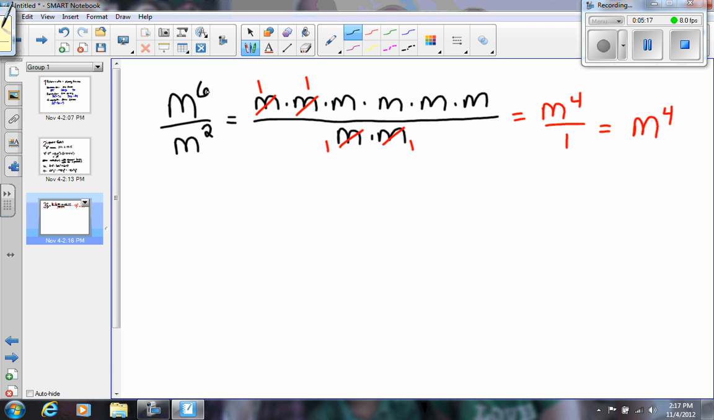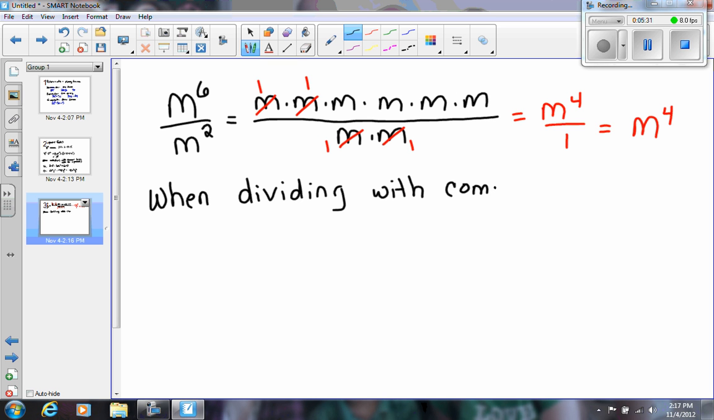And the rule that we have for this particular problem, when dividing with common bases, subtract the exponents.